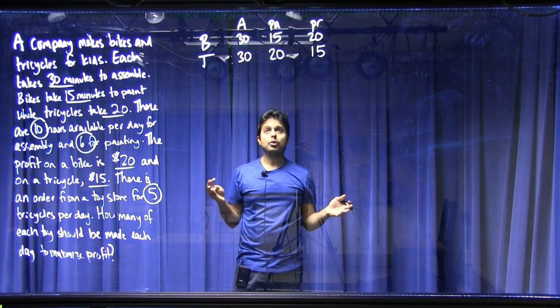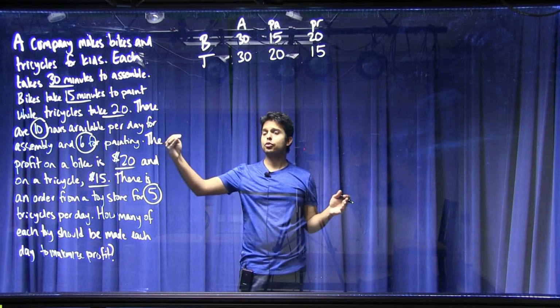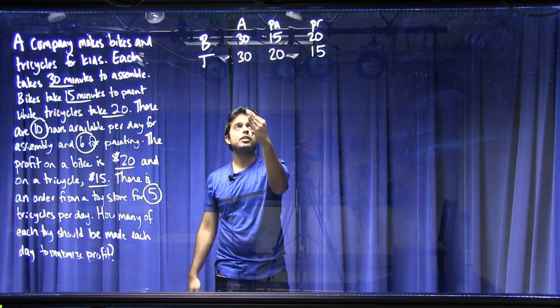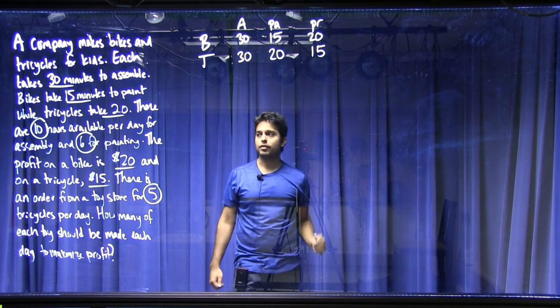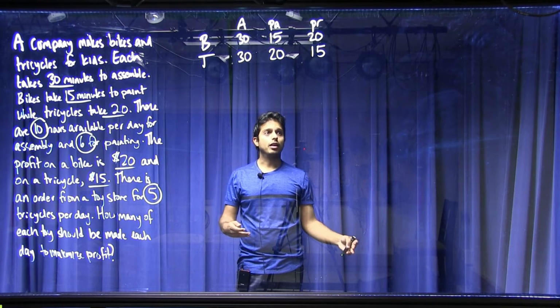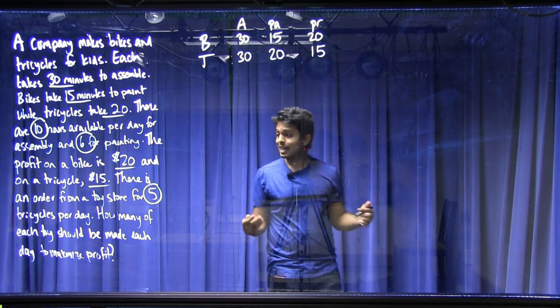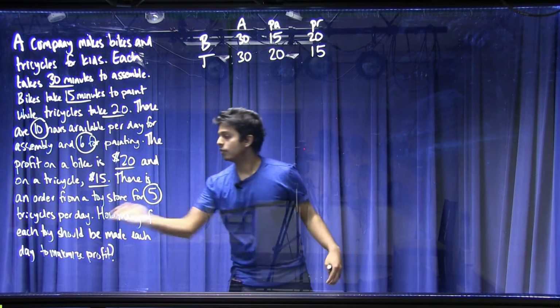All right, so that's our table. We've listed out the two toys being made, the bicycles and the tricycles, and we've listed out the time to assemble, the time for painting, and the profit for each one. Now we can define our variables, and remember to do this in complete sentences. We can get this from the last sentence. How many of each toy?